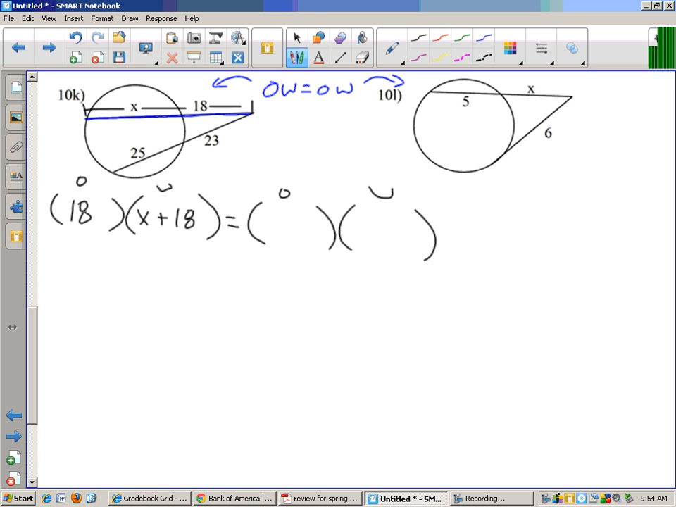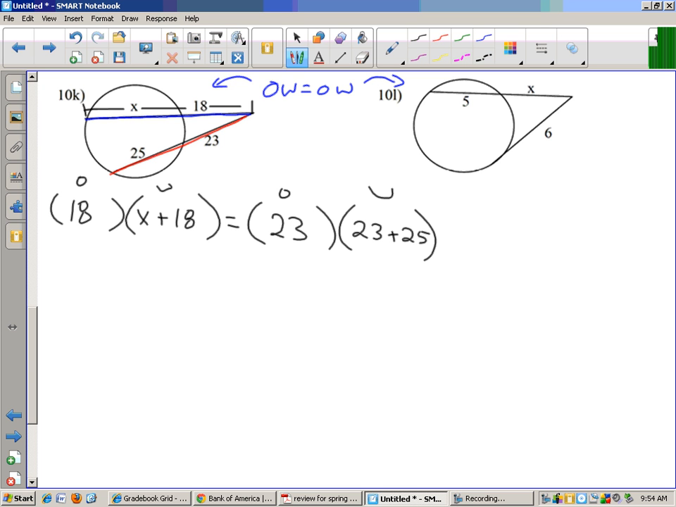Now, X plus 18 is the whole. Outside is, on the other line, what is the outside? So on the red line, we'll say, what's the outside? 23. What is the whole? 23 plus 25.